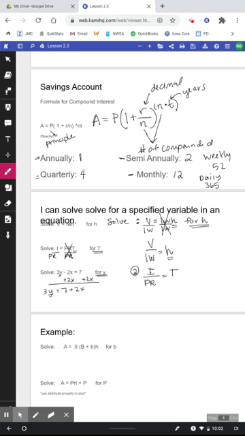Then the fourth step of solving is multiply or divide. I look at the y, right now it's being multiplied by 3, so the opposite is divide by 3 on both sides. And so my final equation for number 3 would be y equals 7 plus 2x, all divided by 3.